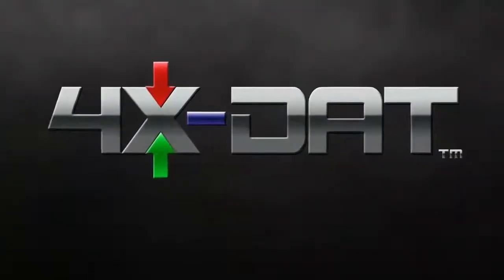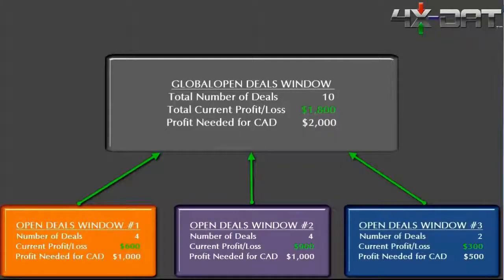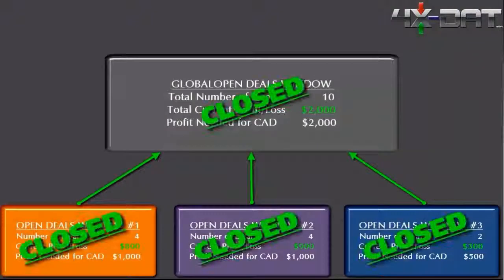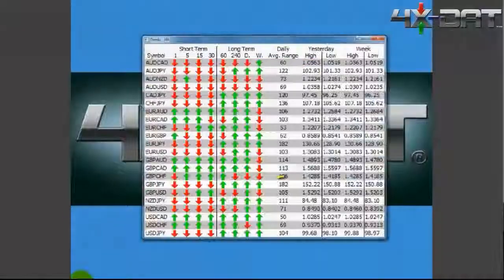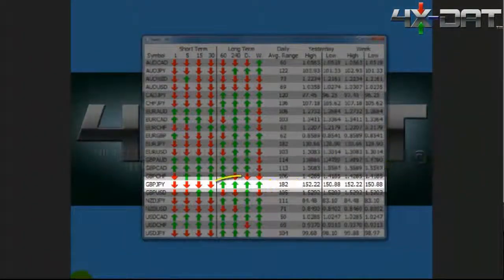We at 4X-DAT employ not only a number of money management strategies, but also a number of trade entry and exit strategies and some pretty incredible trade management strategies once our trades are open. We build strategies in the 4X-DAT software to go long when the market is on an upswing, and to go short when the market is headed downward.